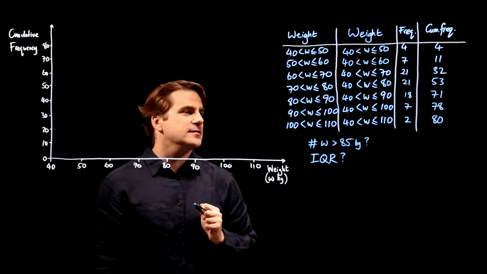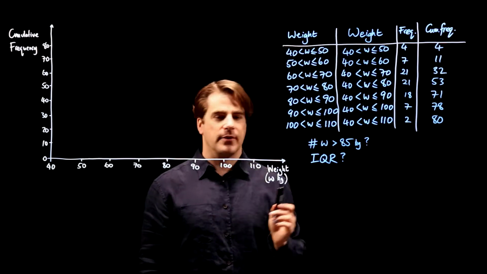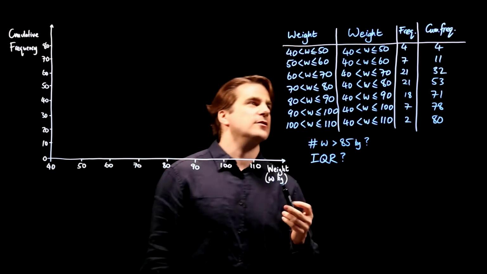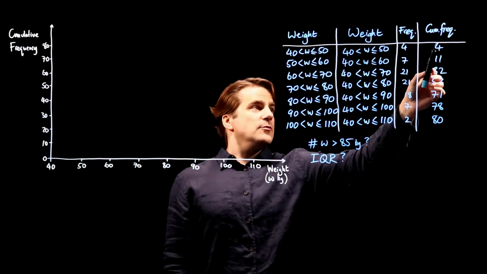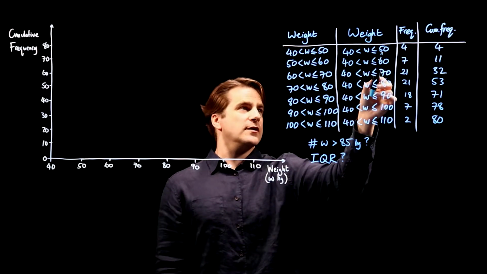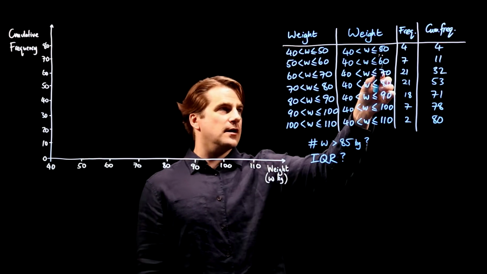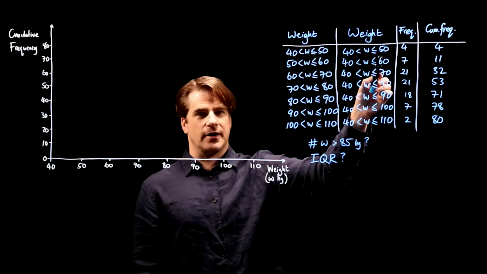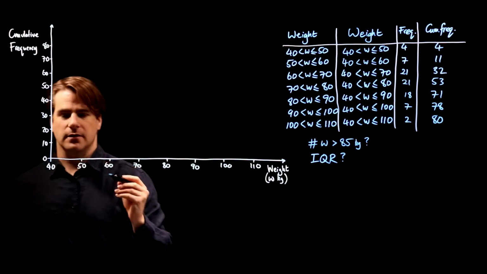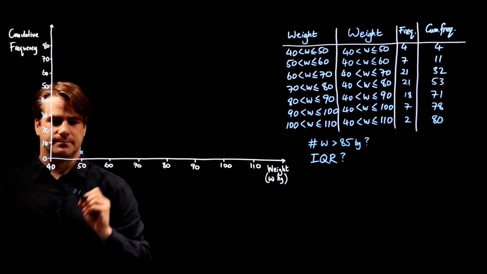Okay, so that's how you do cumulative frequency. And now we have to plot the cumulative frequency against the weight. So what have we got? Cumulative frequency of 4 for the weight of 40 to 50. So you use the uppermost value of the weight on the x-axis. So we're going to plot 4 against 50. So 50 here and 4 there.